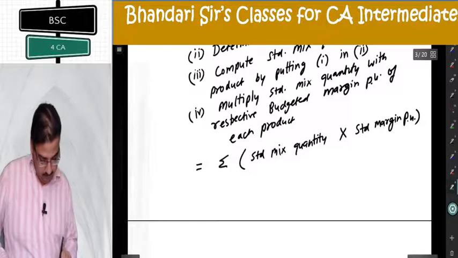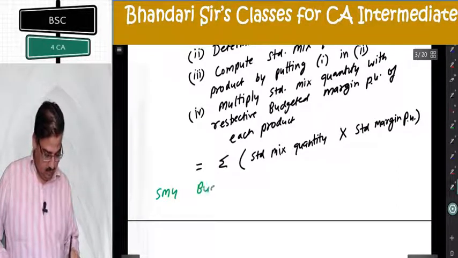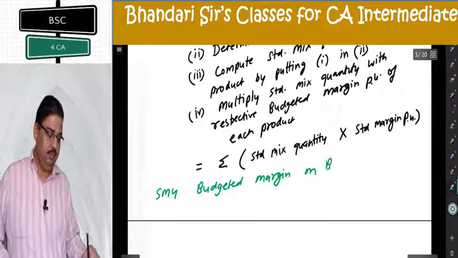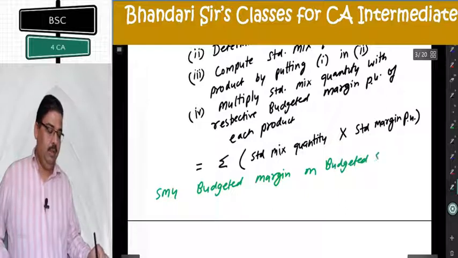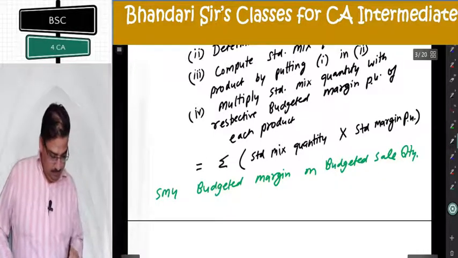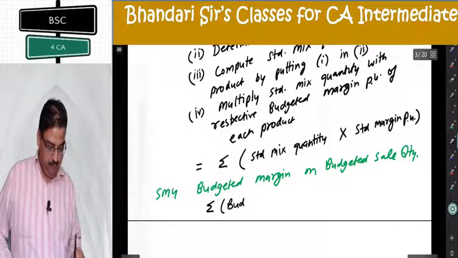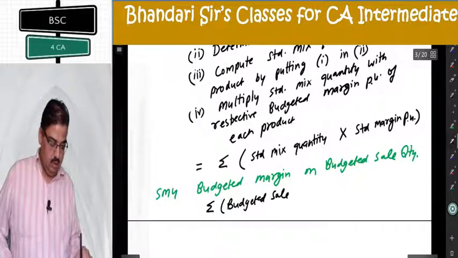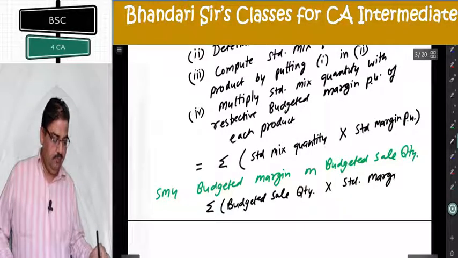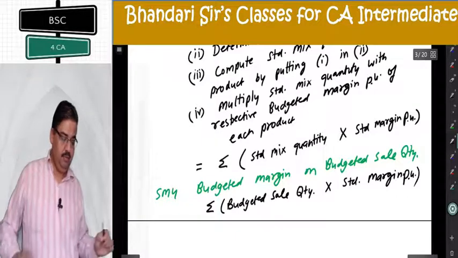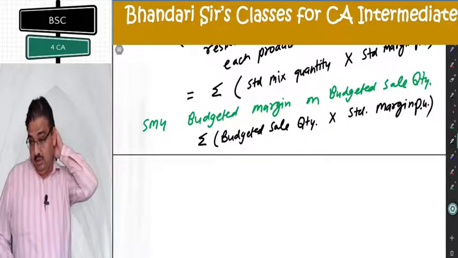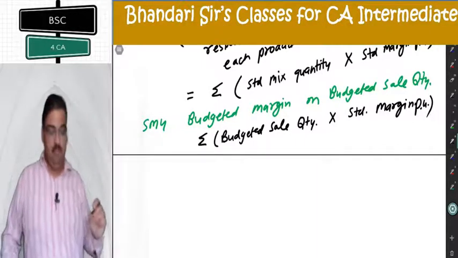SM4. Budgeted margin on budgeted sale quantity. Very simple. Sigma of budgeted sale quantity multiplied by standard margin per unit. So very simple things that you have done under value variances also. This is similar, only thing is instead of selling price there is margin.